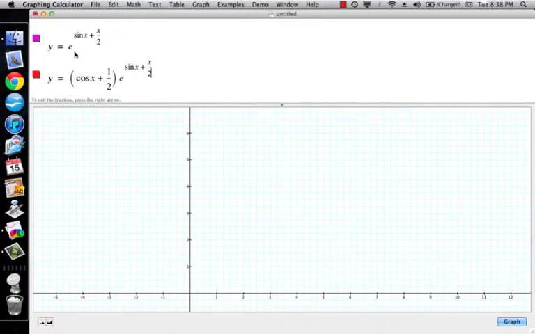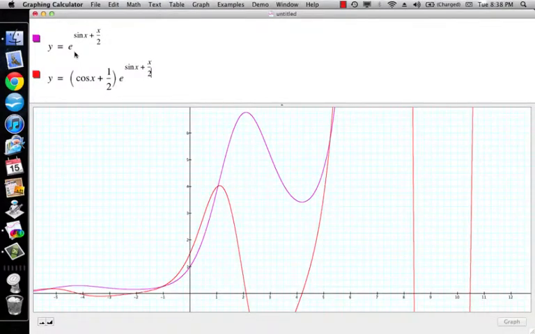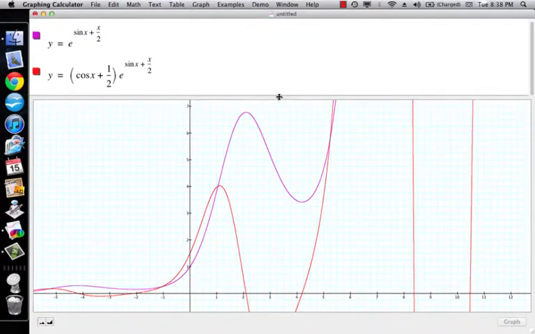And you may very well ask, how in the world is this simpler? The red doesn't look any simpler. The red looks more complicated to me than the pink, but it's not, because the thing that we have to remember about e is that this part here, e to this whatever, can never equal 0. So the only part of it that can equal 0 is cosine x plus 1/2.